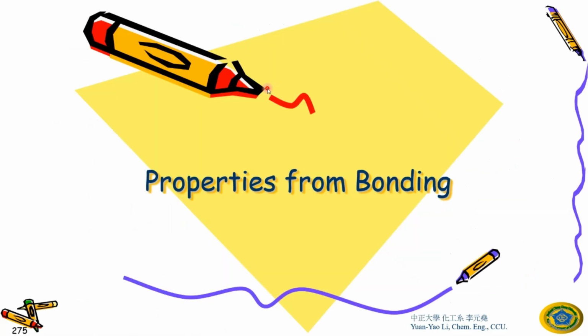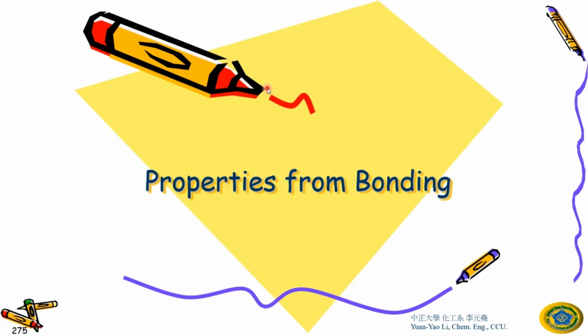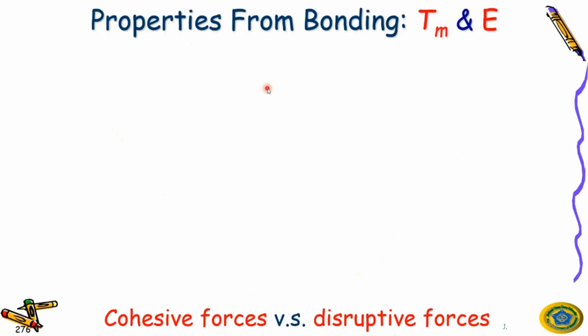So here are some explanations. Right. So now let's discuss the properties and the relationship of the physical properties and the secondary bond. Let's use the melting point first.